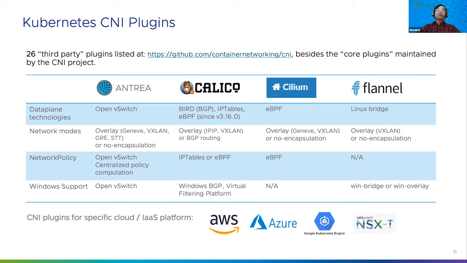There are also a few plugins built for specific cloud platforms like AWS, Azure, GCP, or NSX. These plugins implement pod network connectivity with the cloud native network. For example, they might just call a cloud API to create networks and allocate IP addresses for the pods from the network.